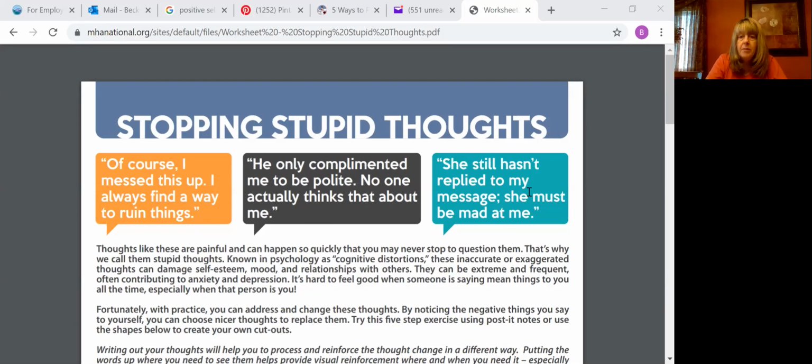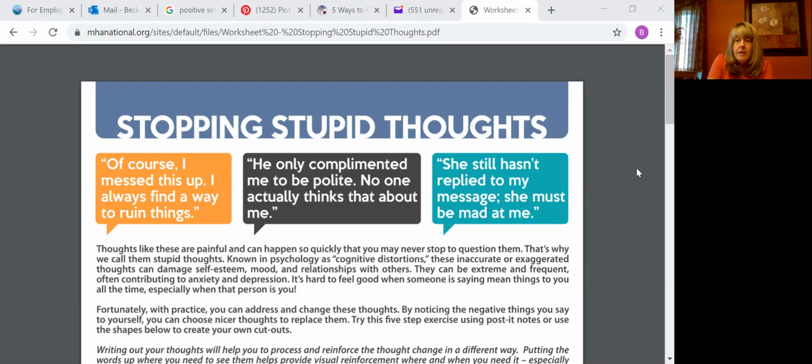And these kind of thoughts can be painful and they happen quickly. We don't even realize that we're having the thoughts, and we don't question them. They just become a part of what goes through our mind on a regular basis. It becomes kind of a habit, and that's what we start to believe about ourselves. So these can lead to anxiety and depression. They can lead to damaging your self-esteem, affecting just your overall mood, and affecting your relationships with other people.